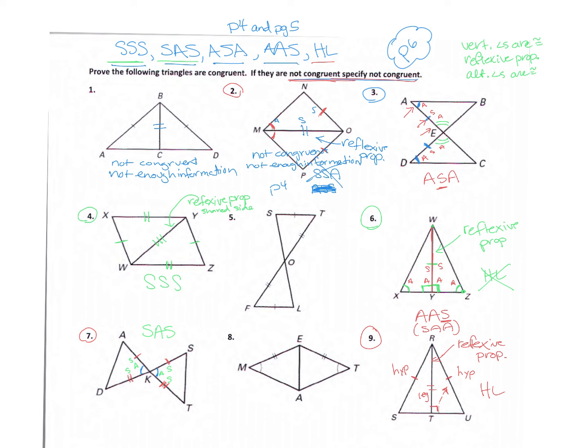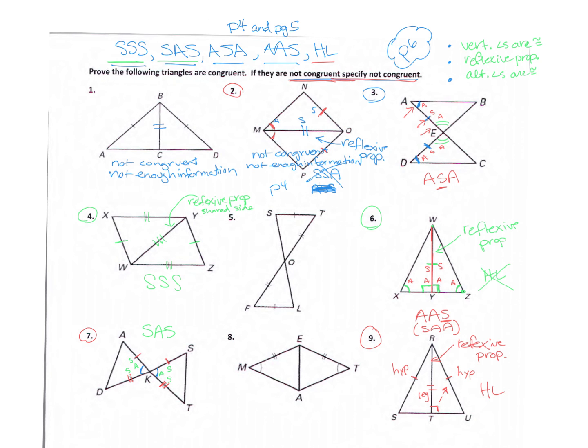So for the rest of this page, why don't you try going through, marking your vertical angles if they're there, marking your reflexive property if it's there. There's one problem with alternate interior angles. I'll look at that before the video is over. But why don't you try filling these in or identifying if it doesn't work, if it's not one of the 5, and you'll be able to check your answers in the folder.